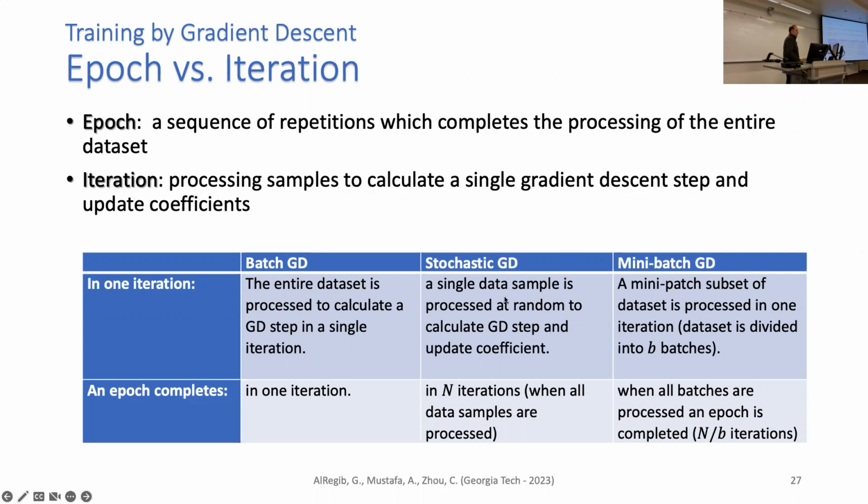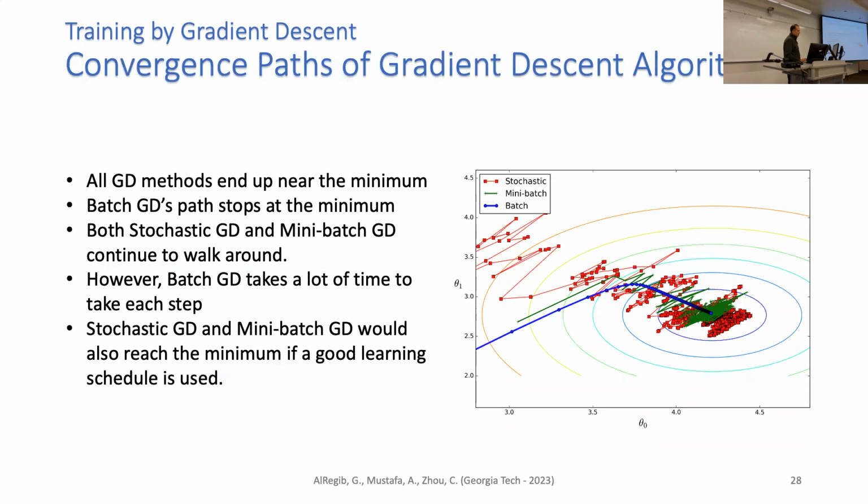In the stochastic one, I am using a single data point at a time, right? So at one iteration, I have a single data point, I calculate the gradients, and I update my weights. So how many iterations in one epoch do I need? I need n of them, because each time I'm picking one sample from the n samples. Now for the mini batch, I'm using a subset of these. If they are independent of each other, then one epoch completes in n over b iterations.